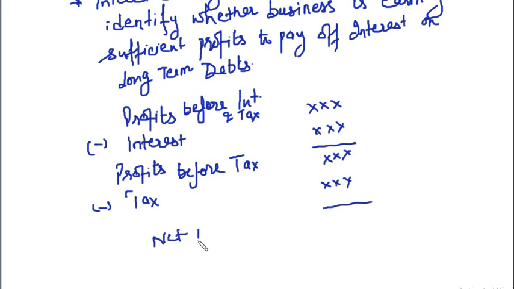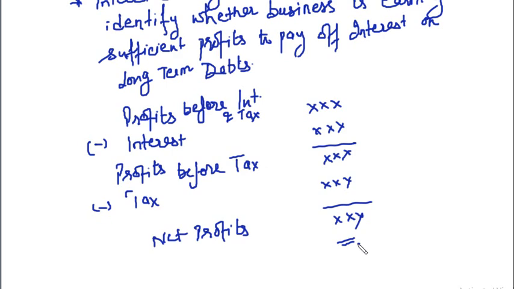These are the net profits that will come to your pocket. First you will earn the profits before interest and tax. On that you will subtract the interest, and what you will get is profits before taxation. And from that you will remove the taxation part, and what is left with you is the net profits.